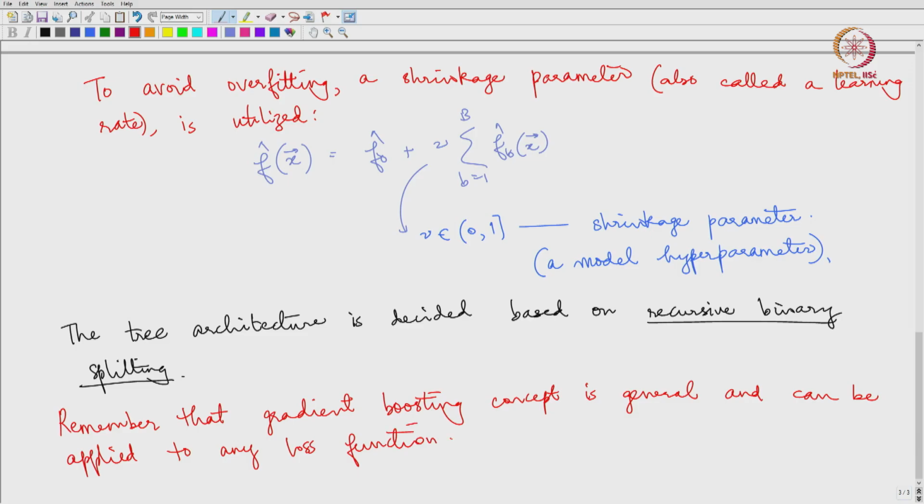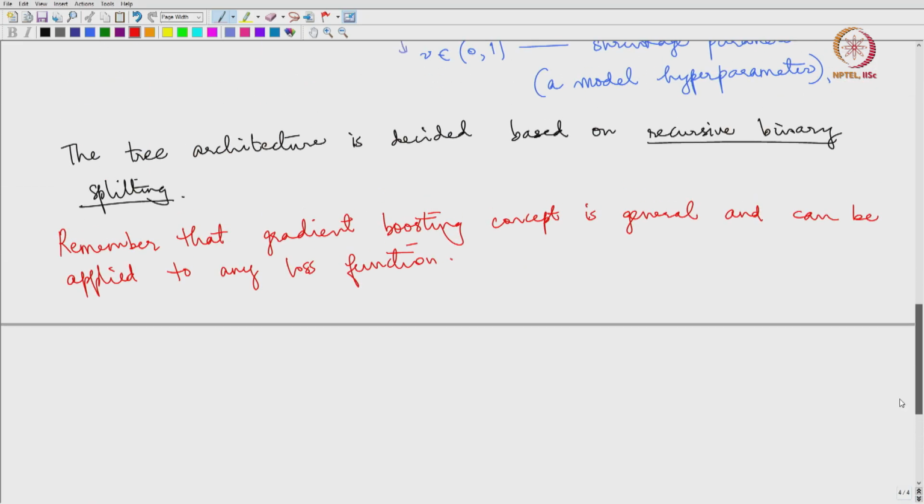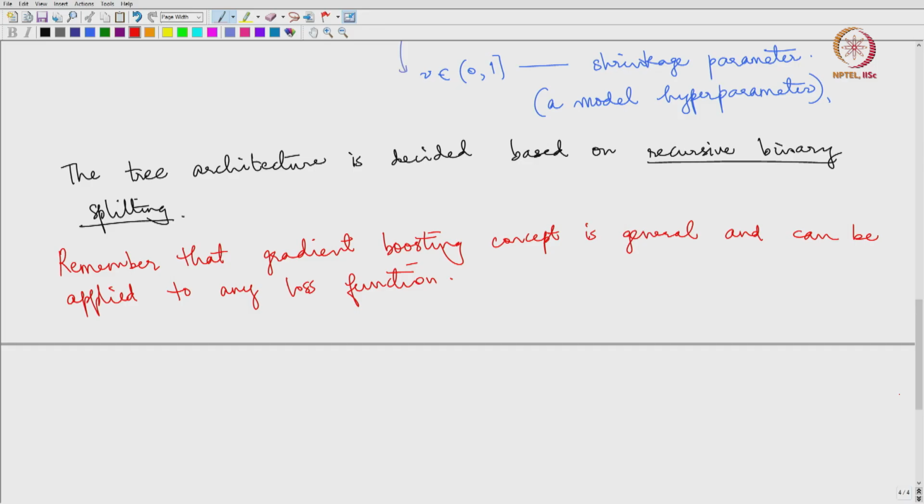Now that we have completed our discussion of gradient boosting, I want to introduce some specific libraries that have become extremely popular for carrying out gradient boosting based models. These are some libraries used for gradient boosted decision trees.